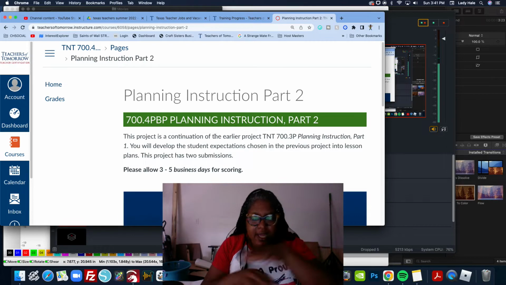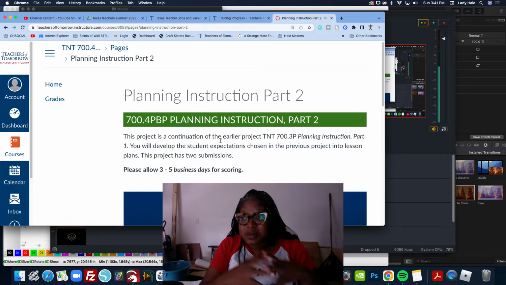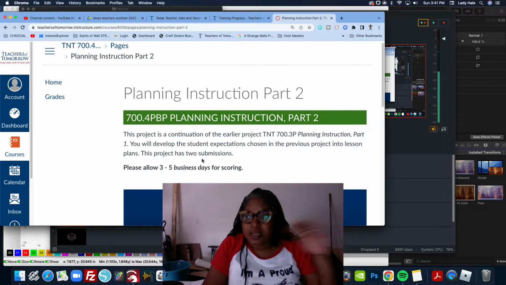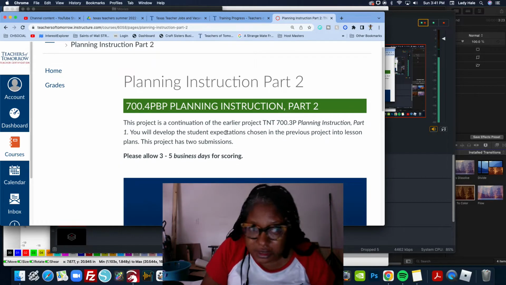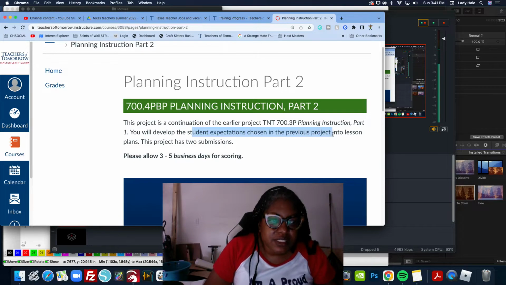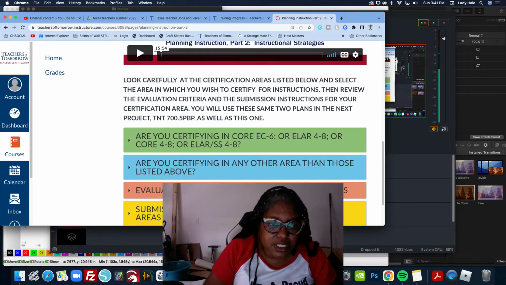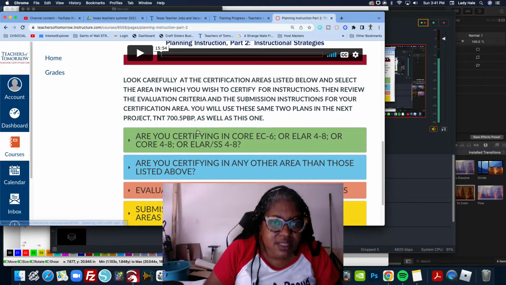This is kind of where I changed mine because I was confused at first, but I'm letting you know so you don't have to change your whole lesson plan. It says, you will develop the students' expectations chosen in the previous project into plans. This project has 2 submissions. And it's telling you to look carefully at the certification areas below.